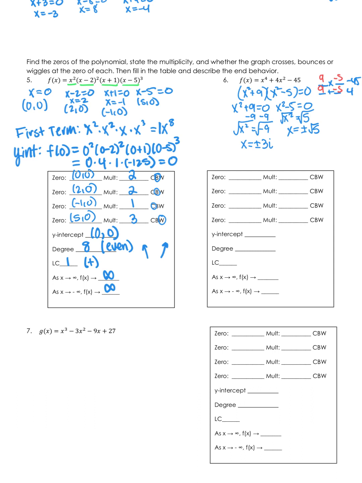So this is kind of interesting, okay? Because this one, you'll definitely have a 0 from each one of those. One of your zeros will be radical 5, 0, and the other one will be negative radical 5. Multiplicity, those only happen once. So multiplicity is 1. So cross, bounce, or wiggle, when the multiplicity is 1? Cross.